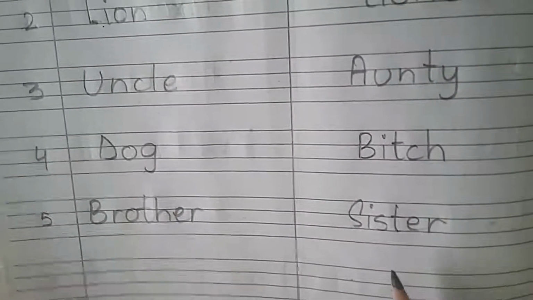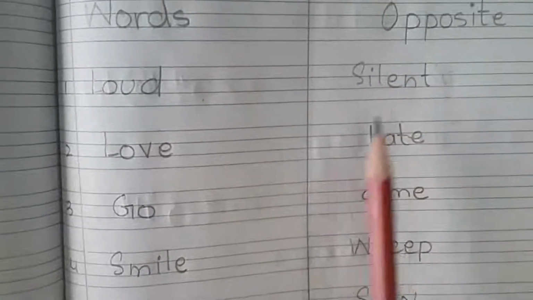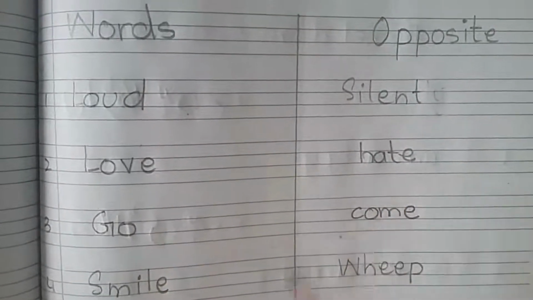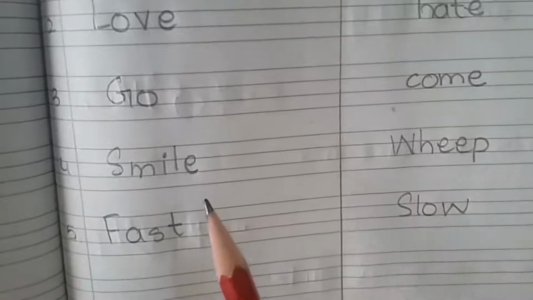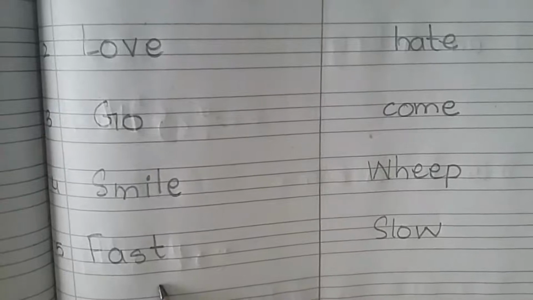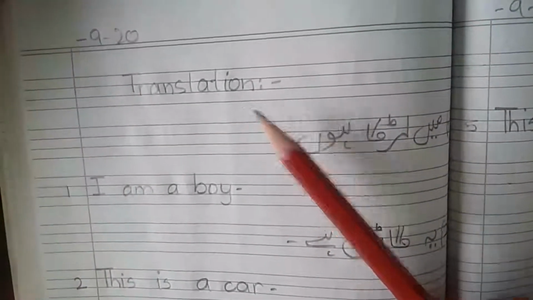And we did words opposite. Loud, silent. Love, hate. Go, come. Smile, weep. Fast, slow. And we did the last one, translation.